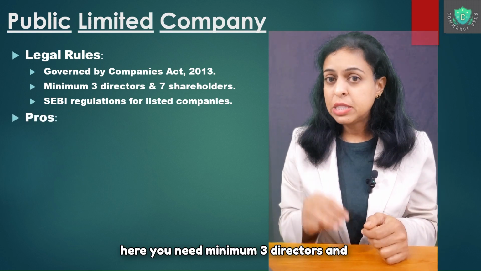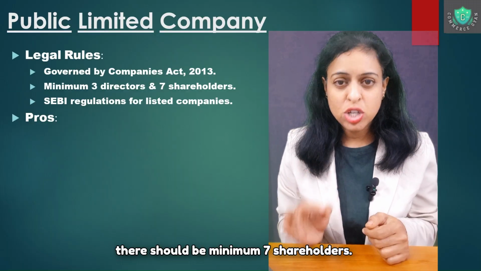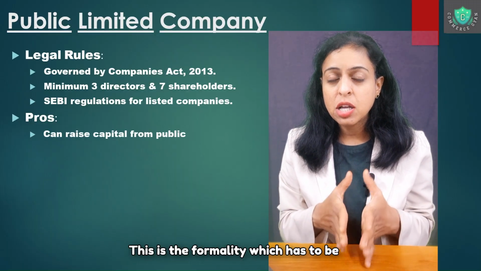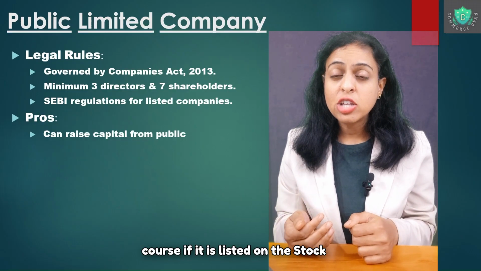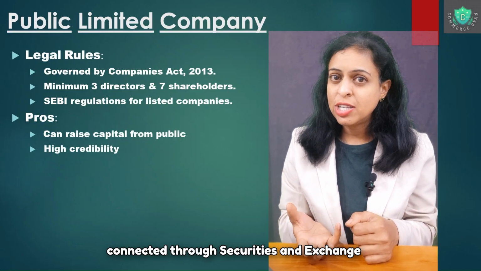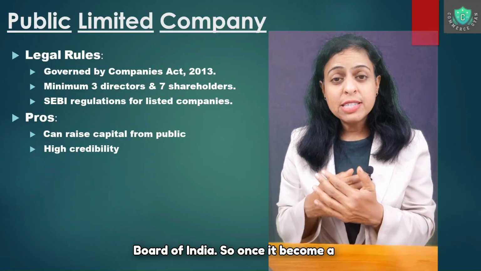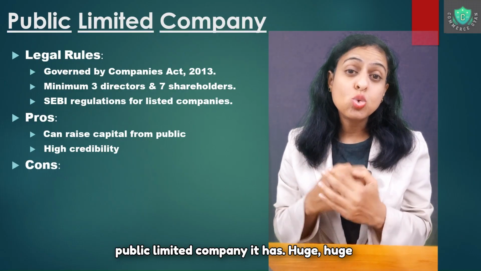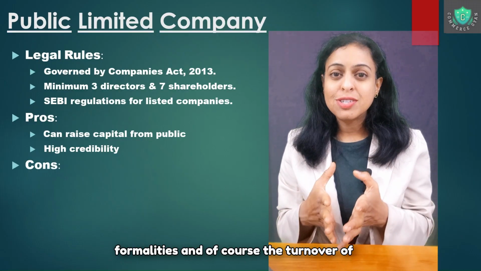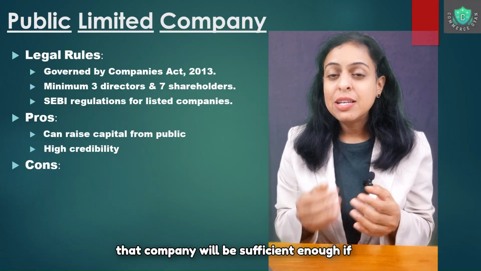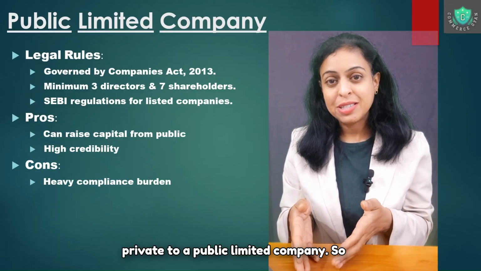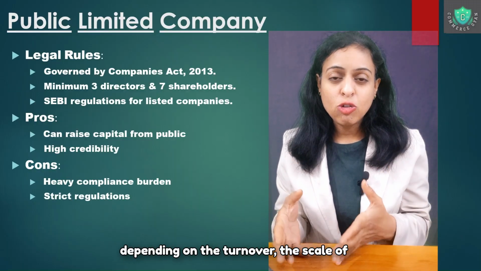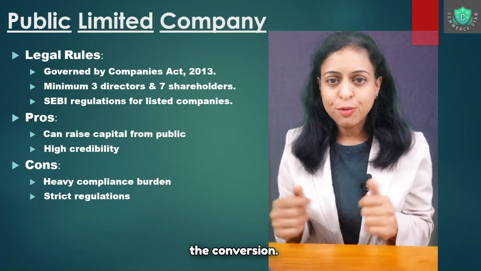Here you need a minimum of 3 directors and there should be a minimum of 7 shareholders. This is the formality which has to be done under the Companies Act 2013. And of course, if it is listed on the stock exchange, you will have compliances connected to the Securities and Exchange Board of India. So once it becomes a public limited company, it has huge formalities. And of course, the turnover of that company will be sufficient enough if you are deciding to convert it from a private to a public limited company. So depending on the turnover and the scale of operation, a decision can be taken for the conversion.